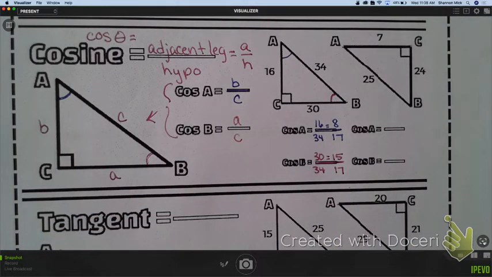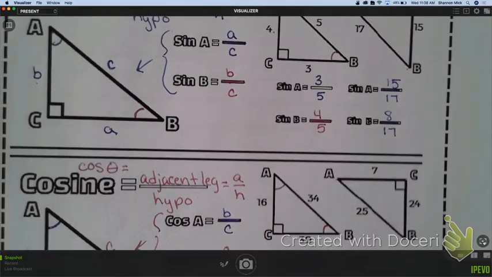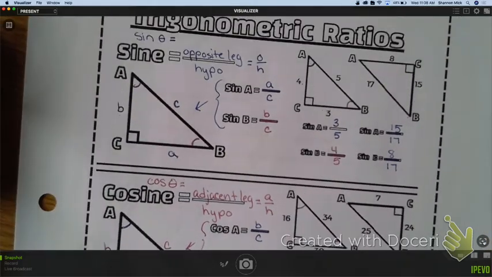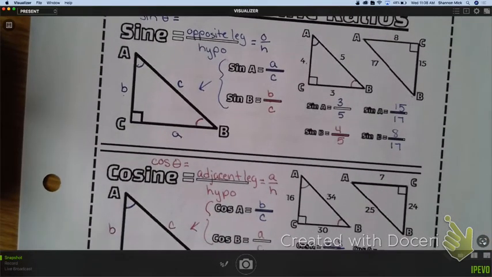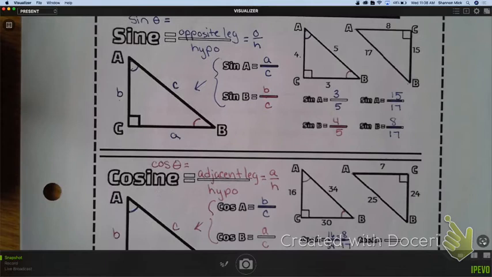So wait, how is cosine different from sine if it's just one of the legs in the hypotenuse? Well, the relation you're talking about: sine is the opposite leg and cosine is the adjacent leg. So sine is the leg opposite of the angle, and cosine is the leg that is touching the angle.